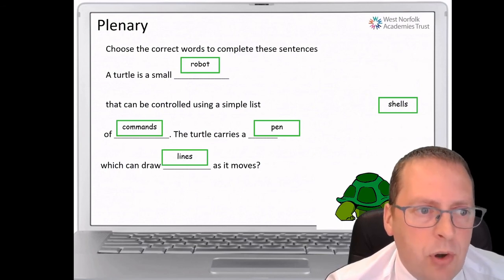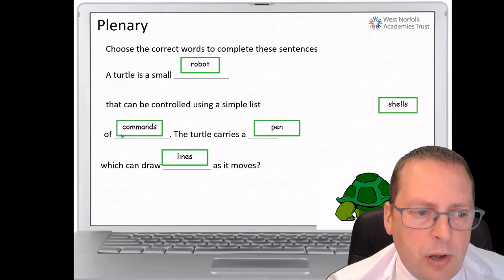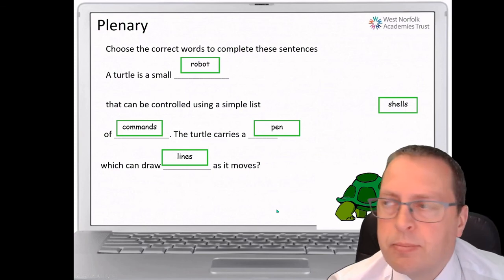Hopefully these are the words you've got. So a turtle is a small robot that can be controlled using a simple list of commands. The turtle carries a pen which can draw lines as it moves. The word that we didn't need was shells, so we should still have shells left.